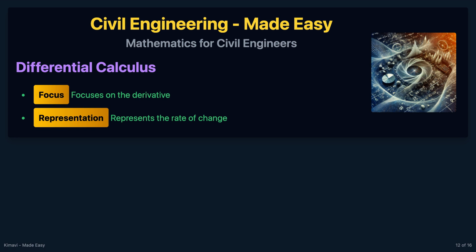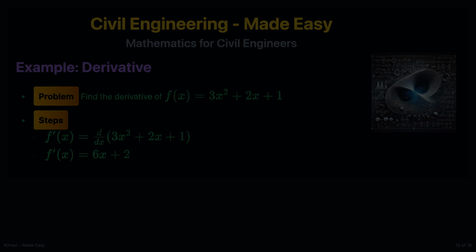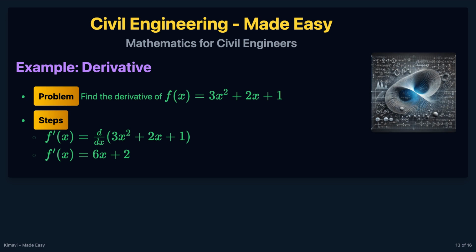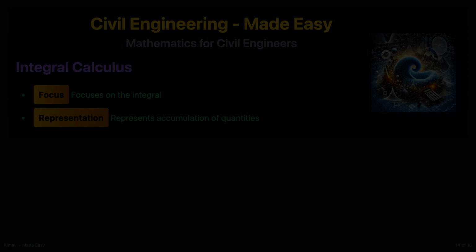Differential calculus focuses on the concept of the derivative, which represents the rate of change of a function. Let's find the derivative of the function f of x equals 3x squared plus 2x plus 1. The derivative of f of x with respect to x is found by differentiating each term. The derivative of 3x squared is 6x, the derivative of 2x is 2, and the derivative of 1 is 0. Therefore, f prime of x equals 6x plus 2.